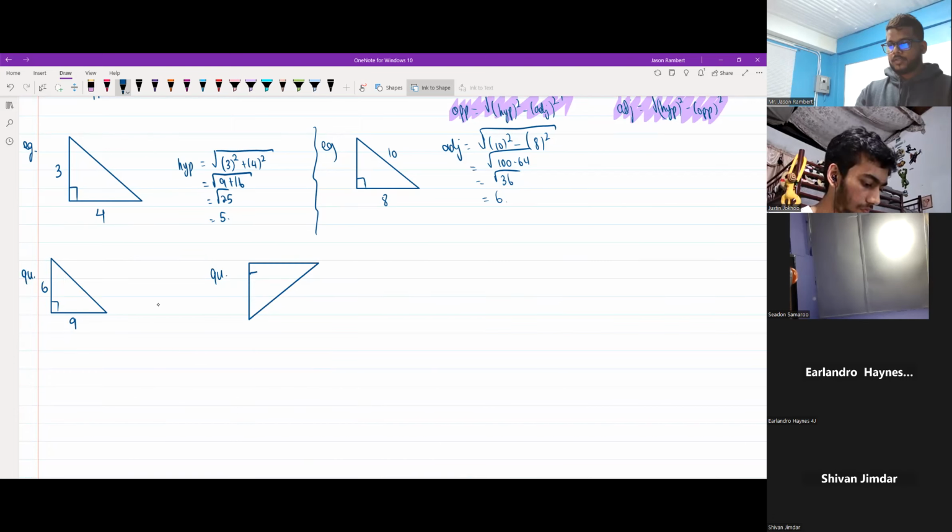And for this one, we have 11 and 6. The missing side in this case could be either the opposite or the adjacent. You could use either formula you want. Give me the length of the sides in these cases.